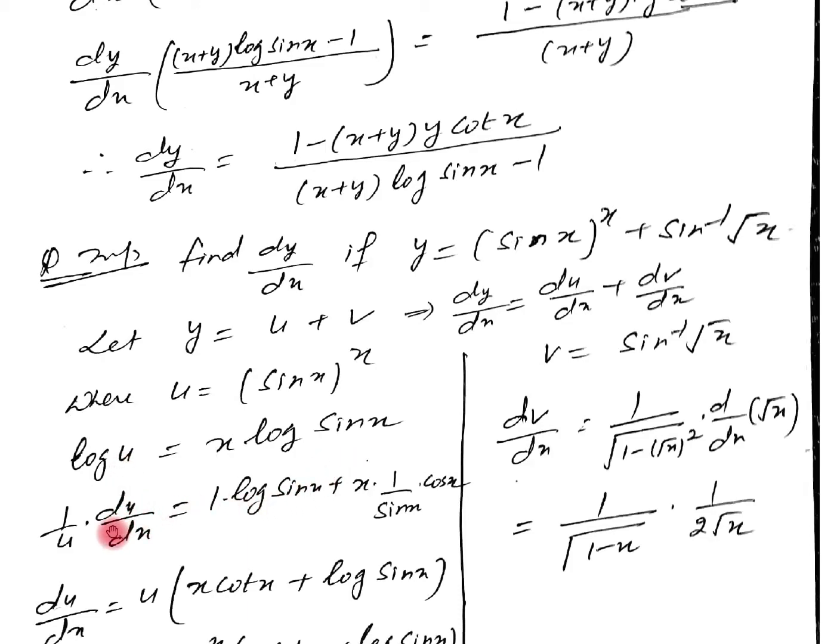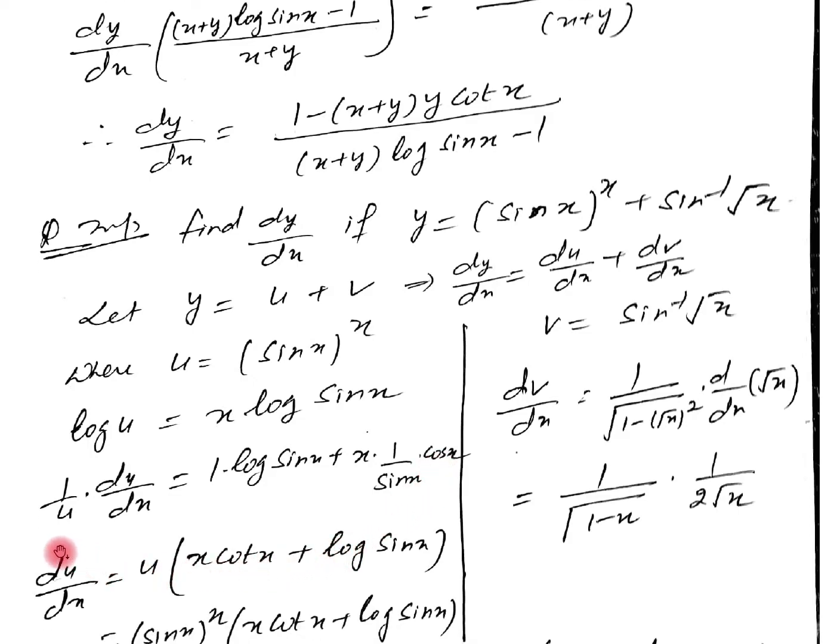Again differentiating the left hand side, the derivative of log u is 1 upon u into du by dx because our differentiation is with respect to x. Now again you have to use the product rule here. The derivative of x is 1, second function as it is, plus x as it is into the derivative of log sin x, which is 1 by sin x into the derivative of sin x, that is cos x. Simplifying and taking this u on this side, we have du by dx equal to u into (x cot x plus log sin x).